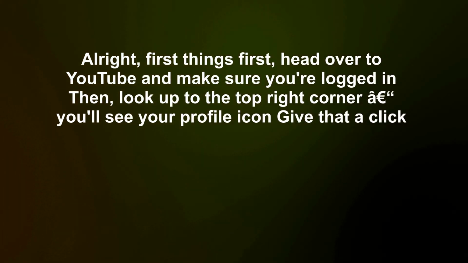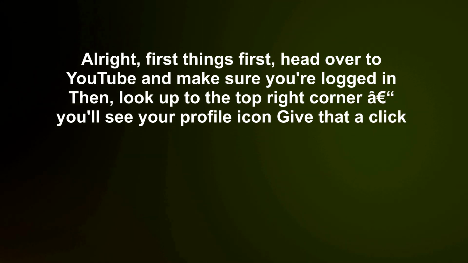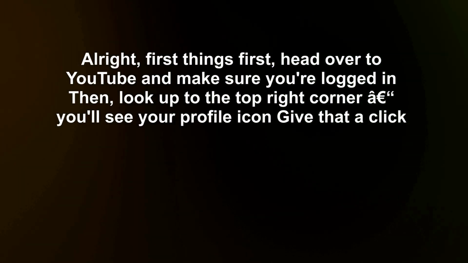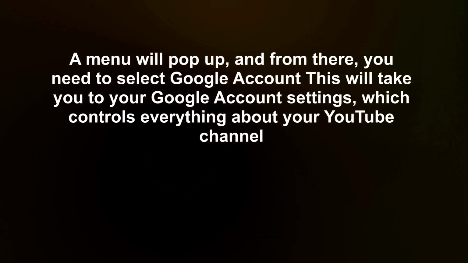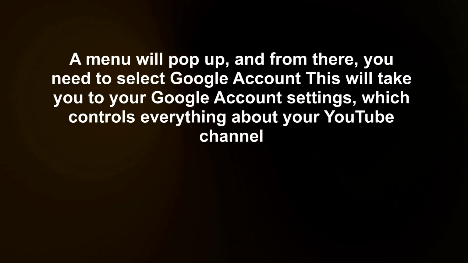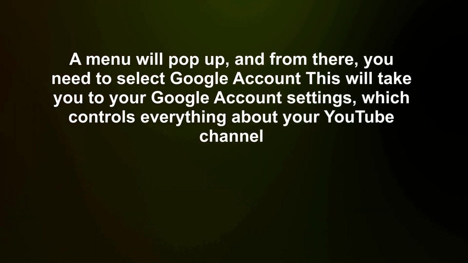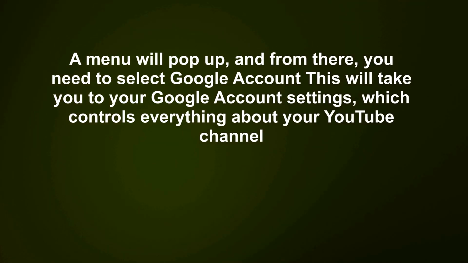Alright, first things first, head over to YouTube and make sure you're logged in. Then look up to the top right corner, you'll see your profile icon. Give that a click. A menu will pop up, and from there, you need to select Google account. This will take you to your Google account settings, which controls everything about your YouTube channel.